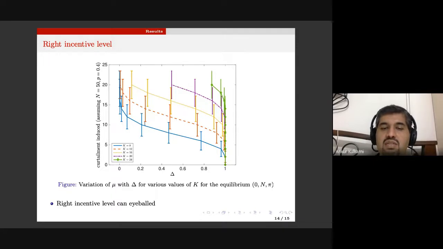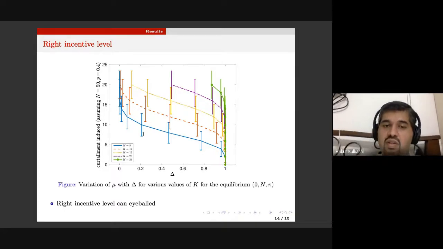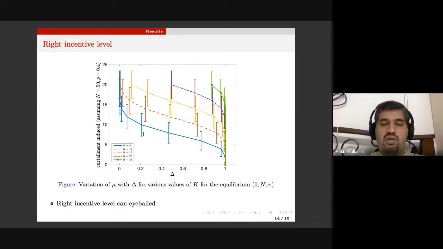The bars on this tell you the variance that you have. So how much that tells you what the variance is going to be around that particular point.